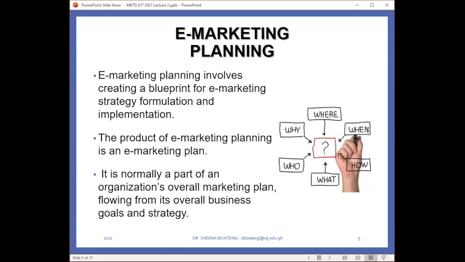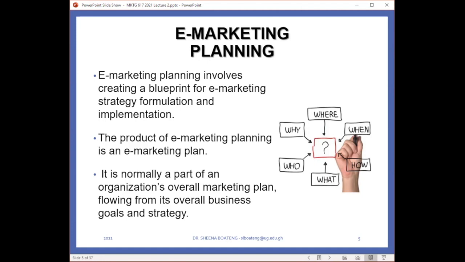So what is e-marketing planning? E-marketing planning is basically a process that involves creating a blueprint. The blueprint here is comparable to the blueprint that we draw up when we are building homes, right? That the architect has to follow to ensure that the home is put up with all the right specifications and everything being put in the right place. We can say a similar thing for the e-marketing process, which involves creating the blueprint, which we will subsequently be referring to as the e-marketing plan, that is meant to guide our e-marketing strategy formulation and implementation.